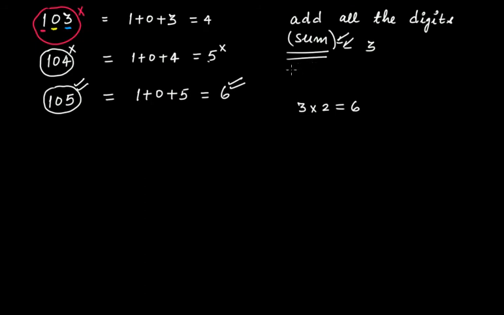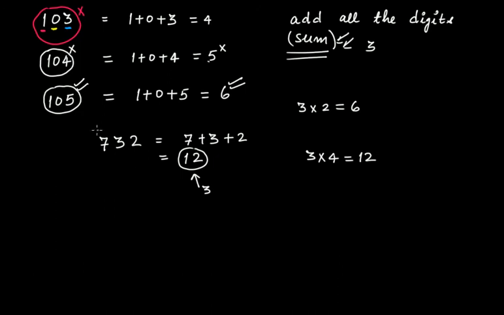Let me take one more example. What about say 732? Is this number divisible by 3? So you go on and add all the digits. It's 7 plus 3 plus 2. This would be 12. And yes, 3 times 4 is equal to 12. Therefore this number 12 is divisible by 3, and therefore this number would be divisible by 3.